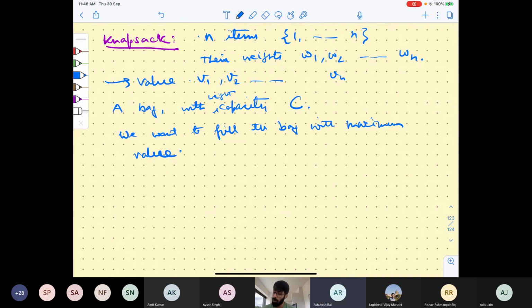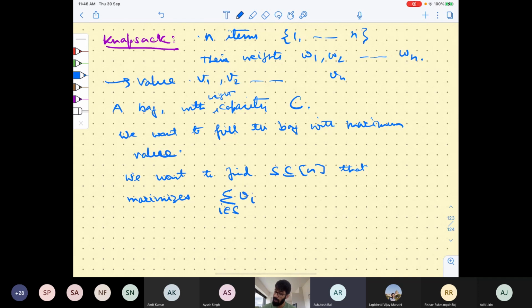So how do we formulate this now? We want to find a subset S of items that maximizes what? Anyone? Total value. Sum of vi, for i belonging to S, subject to the sum of wi for i in S being less than or equal to C. So this is the formulation of the problem.